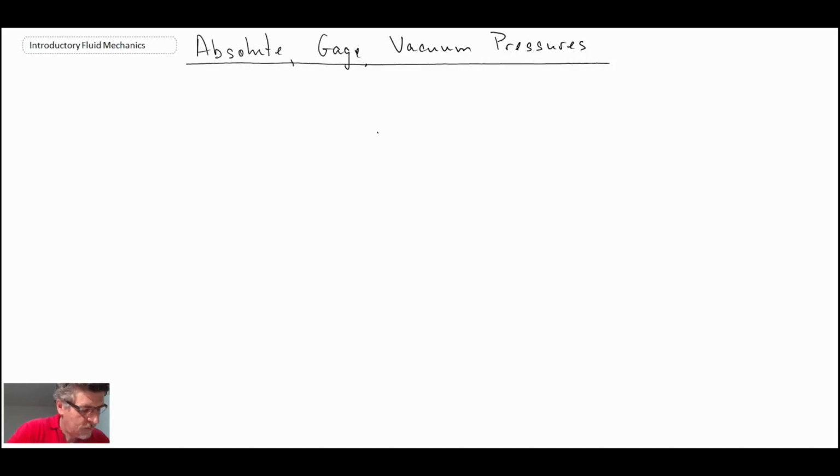We're now going to make a few comments about pressures, and specifically we're going to take a look at absolute, gauge, and vacuum pressures. Beginning with absolute, and sometimes you'll see this with a little a to denote the fact that it is an absolute pressure. Don't confuse that with pascals. That's meaning pressure absolute.